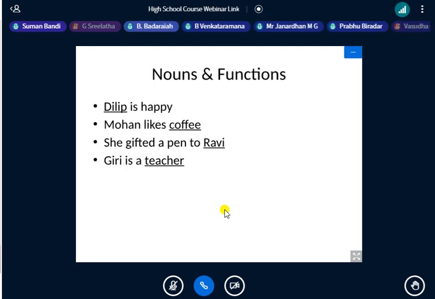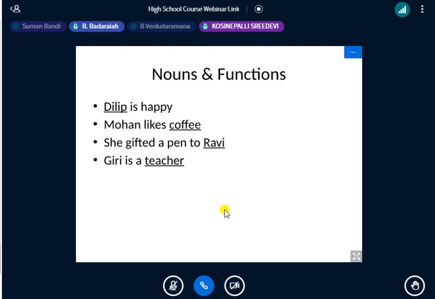Now, what about functions of nouns? Are you aware of functions of nouns? Means, what do nouns do in sentences? Look at the first sentence. Can you tell me what is the function? Yes, first sentence. Proper noun. Yeah, that is a proper noun, but what is that noun acting as in this sentence? Subject of the sentence.